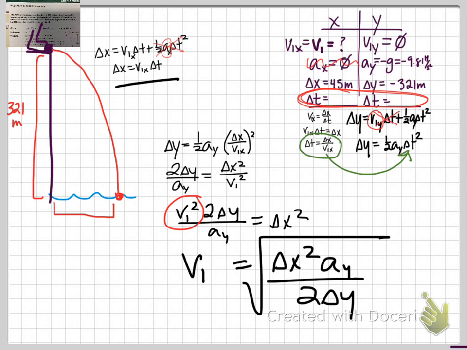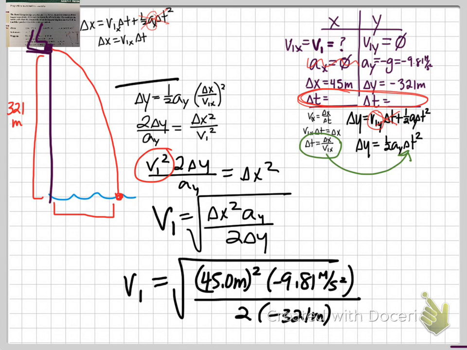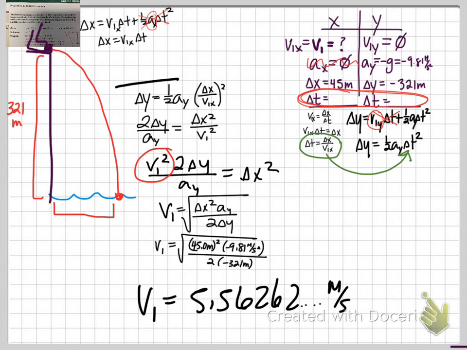Let's plug it in. Okay, not so bad. 45 meters squared times negative 9.81 meters per second squared over 2 times negative 321 meters. Take the square root of the whole mess. Note that the negatives cancel out. That's handy. Okay, I'm getting a raw answer of 5.56 and change meters per second.